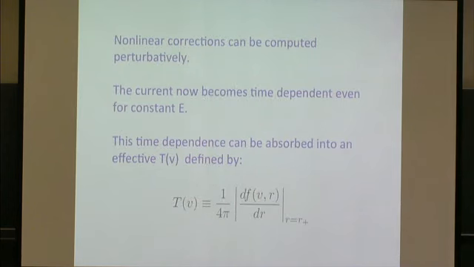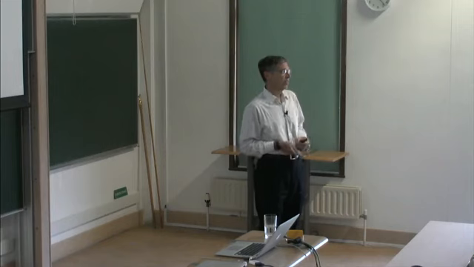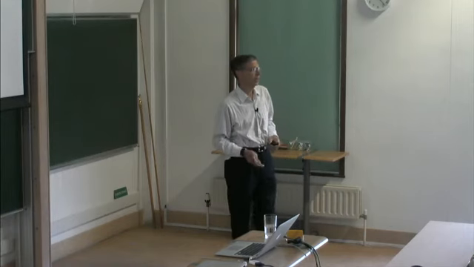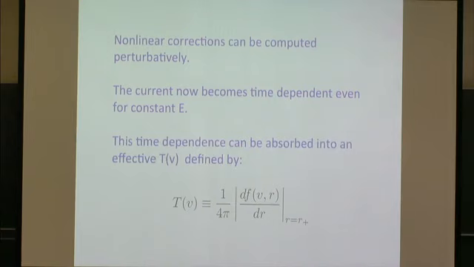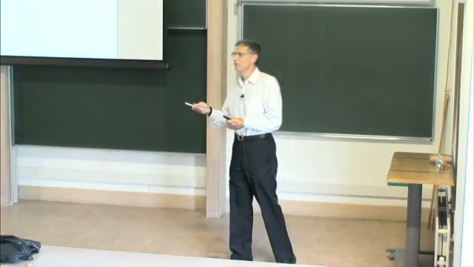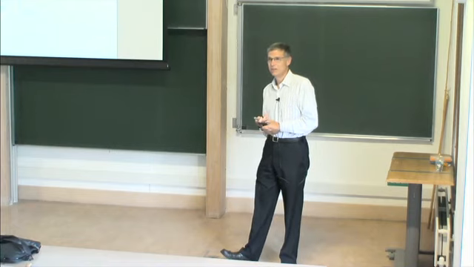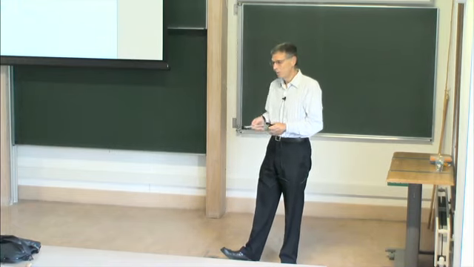Now you can ask about the nonlinear corrections to this. Here we don't have exact solutions, so we have to do everything perturbatively. We calculated the back reaction up to third order, and you find that the current now does become time dependent, even for constant E. But the whole time dependence can be reabsorbed in terms of an effective time-dependent temperature of our black hole. Our black hole is growing.